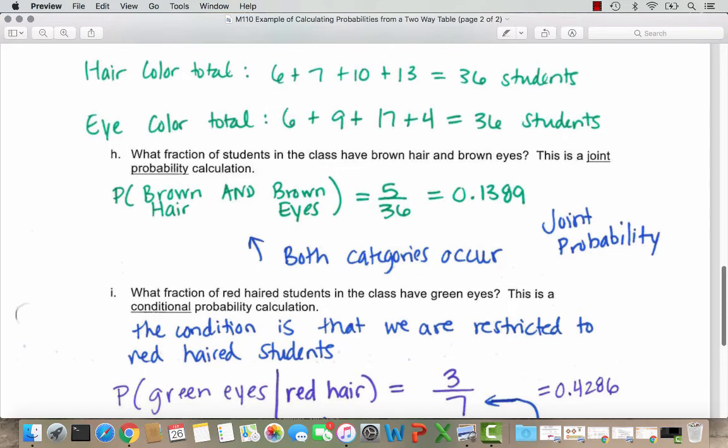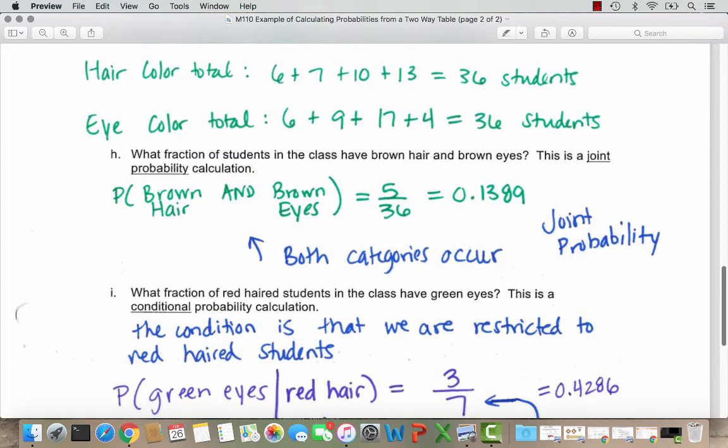So you can think about that as about 13.89% or 14% of the students in this class have brown hair and brown eyes. And I've drawn an arrow here to my probability notation to show that inside the probability notation, I'm saying brown hair and brown eyes to indicate that both categories are occurring. The students counted have both brown hair and brown eyes.